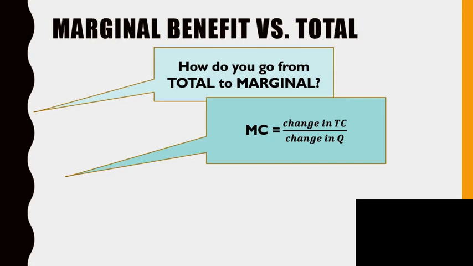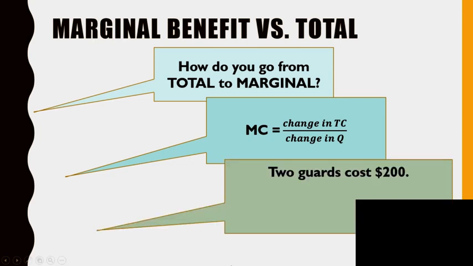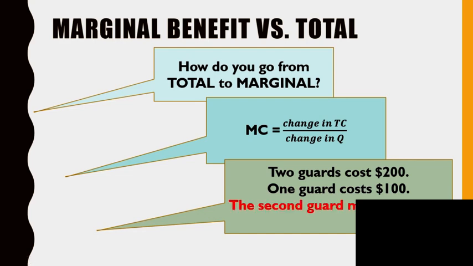Also remember, for change in, we use the triangle delta, so I might put delta total cost divided by delta Q. So if 2 guards cost $200 together and 1 guard costs $100, then the second guard must cost $100. Everyone agree with that? The second guard must cost $100. And that's marginal cost. Very simple.